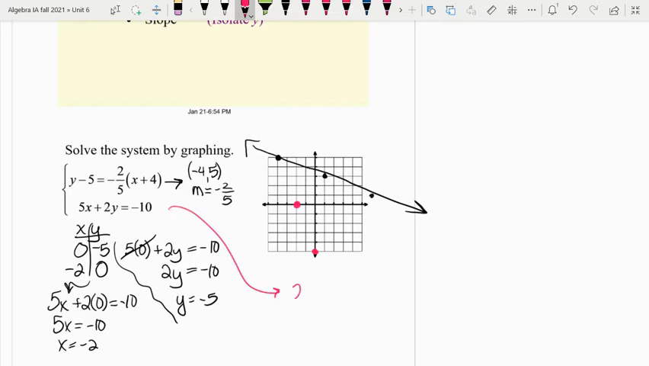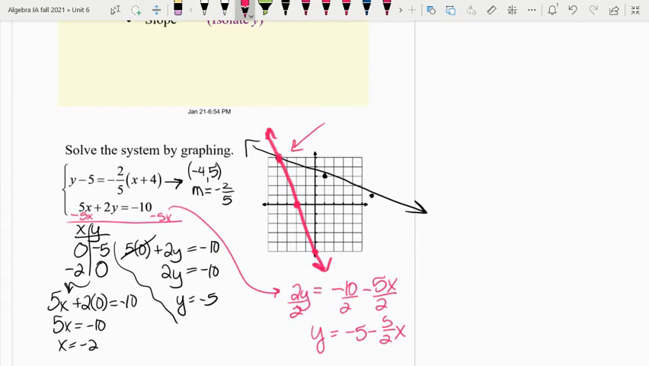I'm having a hard time with this one. So let's do 2y equals -10 minus 5x, when you move that over. So I'm going to subtract 5x on both sides, then divide by 2. So y equals -5 minus 5/2 x. So -5/2 also means I can start at -5 and then go up 5, 1, 2, 3, 4, 5, left 2, and then do the same thing, up 5, left 2. So I can see they match up at that point.